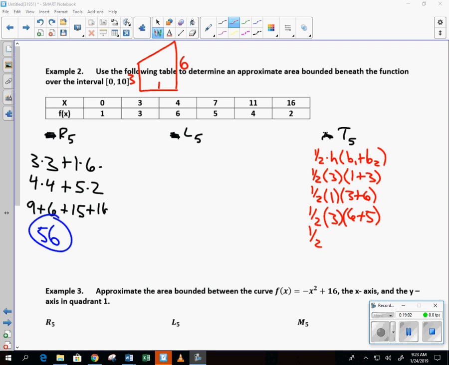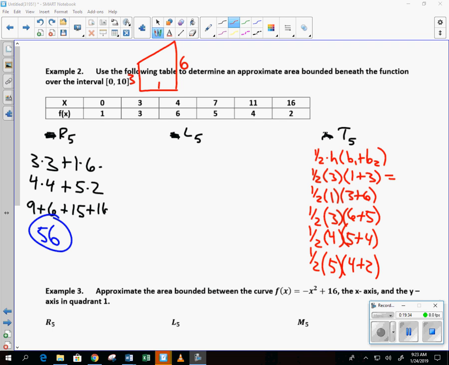And then I have 1/2 times, what's the height here? 4. And what are the bases? 5 and 4. What is the height here? 5, and the bases? So remembering that the width of the interval is really the height of the trapezoid, that's key. So we can multiply these all out and add them together.